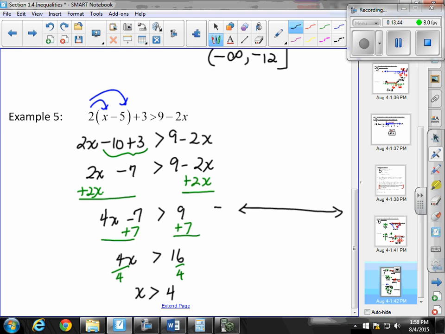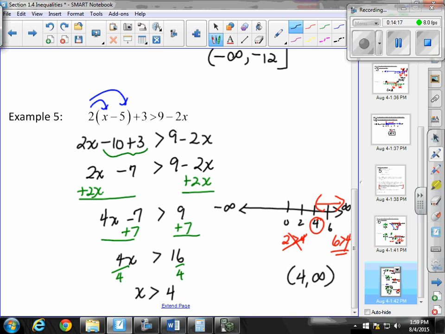Going to draw my number line. Identify my number. My endpoint is 4. Is 2 greater than 4, or is 6 greater than 4? 2 is less than 4, so 6 is greater than 4. I'm shading to the right. I do not have equality in my inequality, so I'm using a parenthesis. And my interval, parenthesis 4, comma, infinity, with a parenthesis.